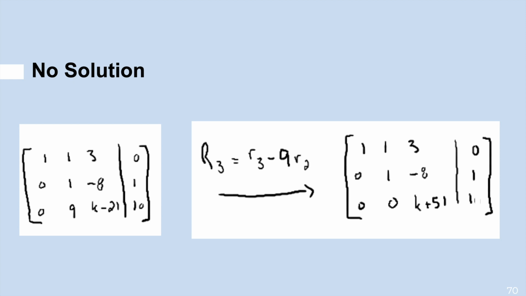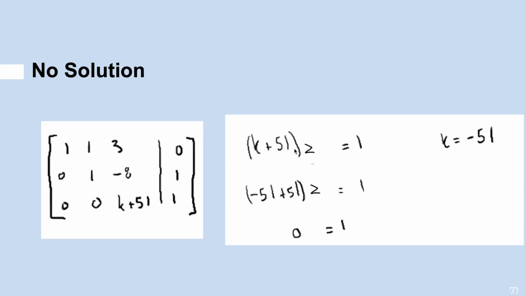I do row 3 minus 9 times row 1. Sorry, minus 9 times row 2, which is this row. 9 minus 9 times 1 is 0. k minus 21 minus 9 times negative 8 is k plus 51. 10 minus 9 times 1 is equal to 1. So we have k plus 51 times z is equal to 1.